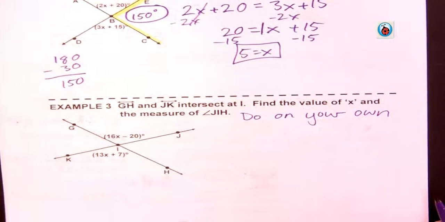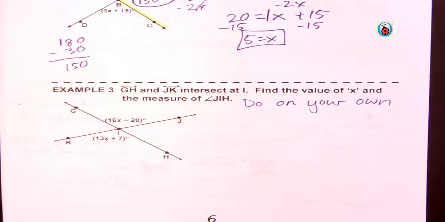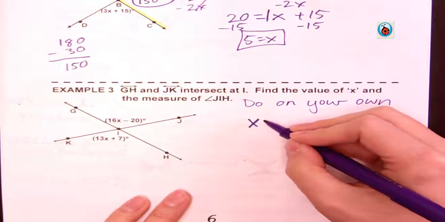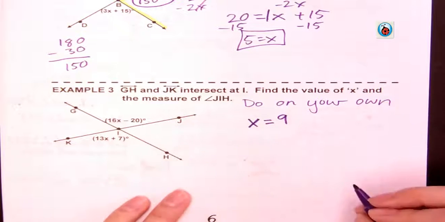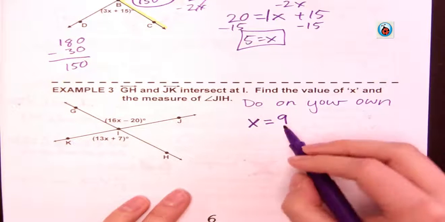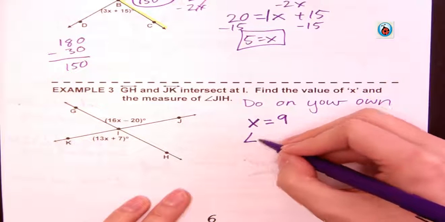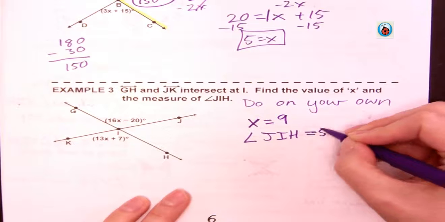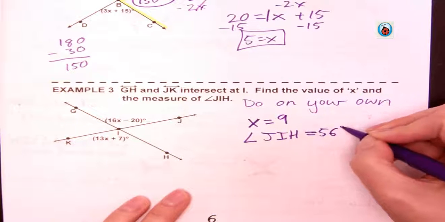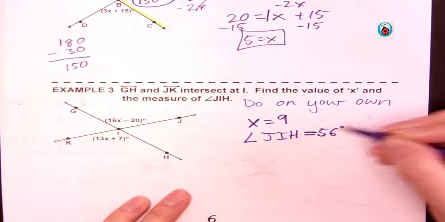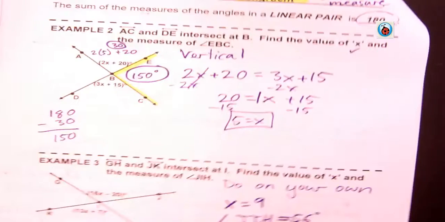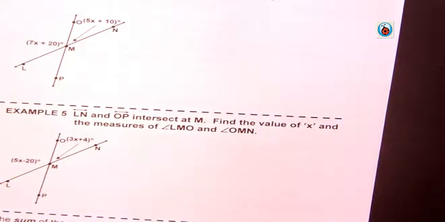So go ahead and pause the video and work it out. Okay, so hopefully you paused it and worked it out. I'm just going to give you the answers. So your final answer is x equals 9 and angle JIH equals 56. If you worked it out and got different answers, check with your teacher and see if you can figure out what you did wrong. So go ahead and flip to the next page.